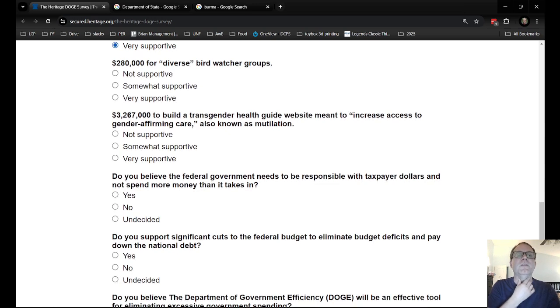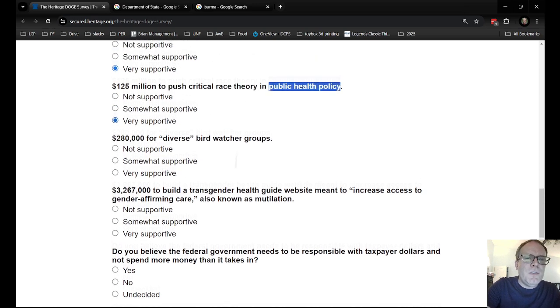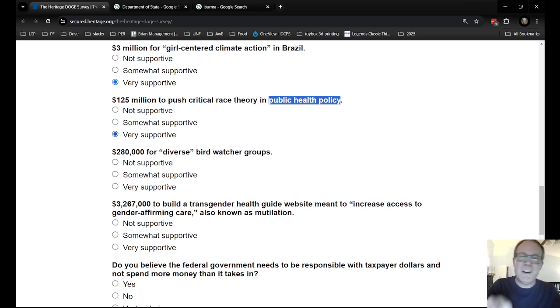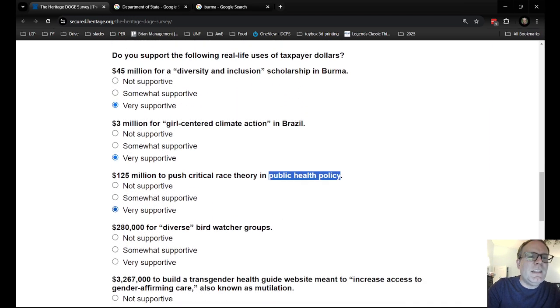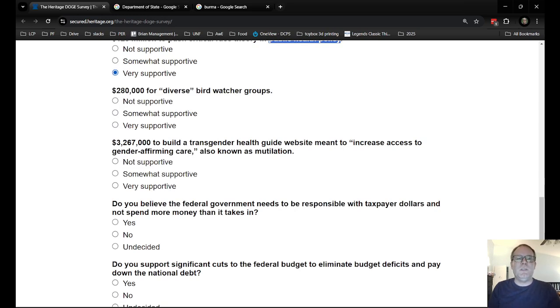$280,000 for diverse bird group watchers. Okay, bird watcher groups. Sorry. It's interesting to me that they had this. Oh no, they haven't had a census scale. I wonder what order these are in, because they're not going in order of increasing money. That would kind of make sense. They're kind of all over the place. Diverse bird watcher groups, $280,000. Yeah, bird watching's great.